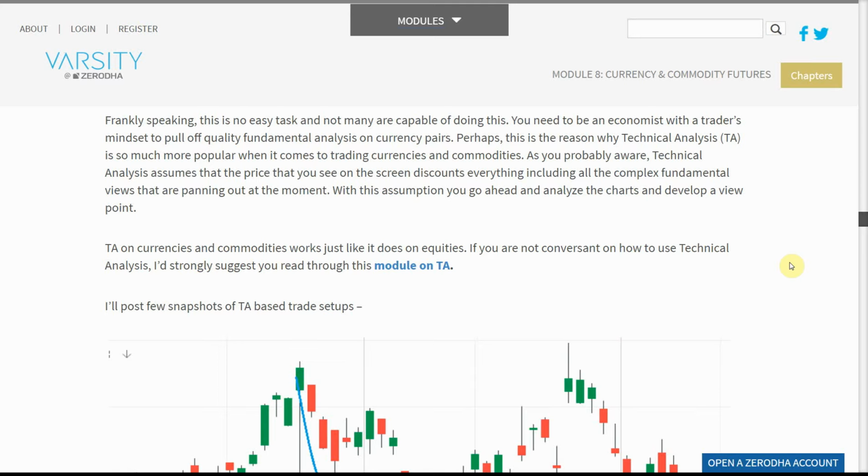You need to be an economist with a trader's mindset to pull off quality fundamental analysis on currency pairs. Perhaps this is the reason why technical analysis (TA) is so much more popular when it comes to trading currencies and commodities. As you are probably aware, technical analysis assumes that the price that you see on the screen discounts everything, including all the complex fundamental views that are panning out at the moment. With this assumption, you go ahead and analyze the charts and develop a viewpoint.